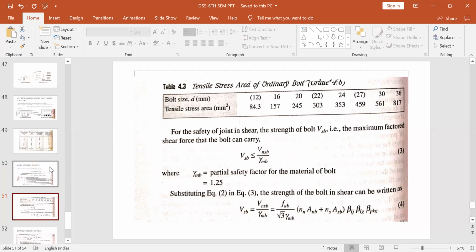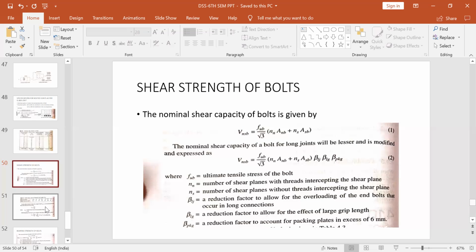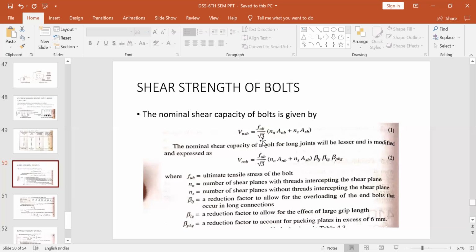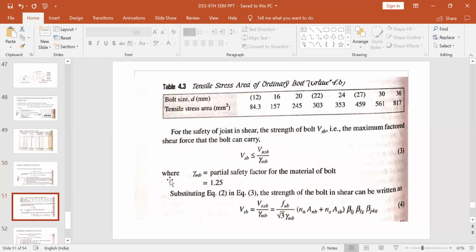Now that was the nominal shear capacity. You find the safe factored shear force. Factored shear force is VNSB by gamma MB. Now simply in this formula, you put gamma MB in the denominator. So VSB will be equal to VNSB by gamma MB. This is equal to FUB by root 3 gamma MB, times NN ANB plus NS ASB, bracket beta LJ, beta LG, and beta PKG. So all this will reduce to 1. So this formula is only this much.